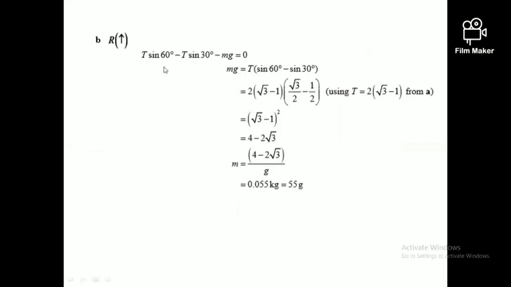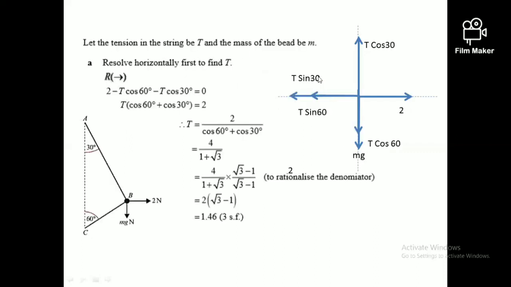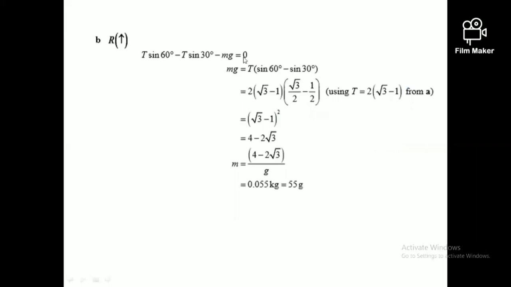Okay. Then if you consider the vertical equilibrium, what can you say? T cos 30 minus T cos 60 minus mg equals 0. Vertical equilibrium, right? Here it equals 0. Or you can say T sin 60 minus T sin 30 equals mg. Upwards force equals downwards force, right? With that, we know the answer for T.